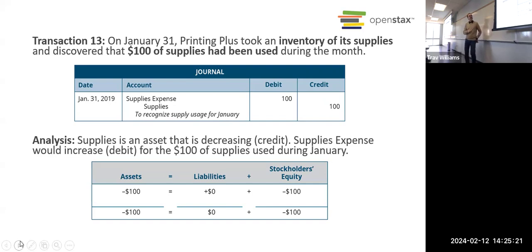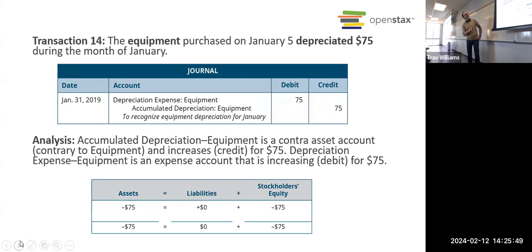Yeah, we use some supplies, right? So we are going to reduce our supplies and count them as a supplies expense. Notice the impact is our assets went down because we don't have those supplies anymore. And equity went down. Why did equity go down? Because of the expense, right? Remember that expenses reduce equity. Okay, good job.